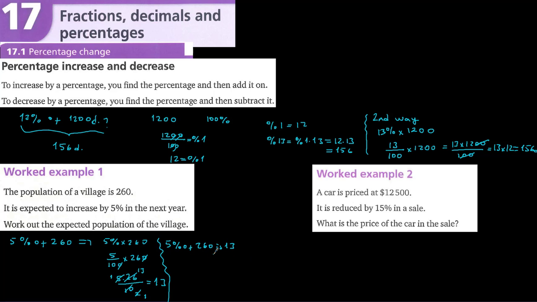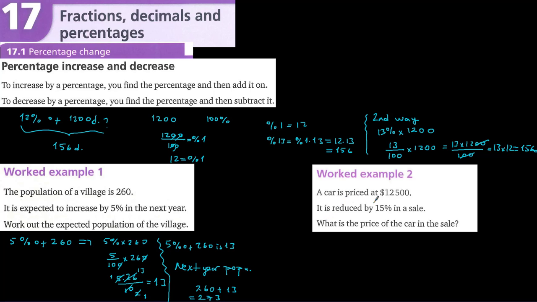But we are not interested in this one. What is the next year's population? Next year's population is equal to 260 plus 13, which is equal to 273 next year.